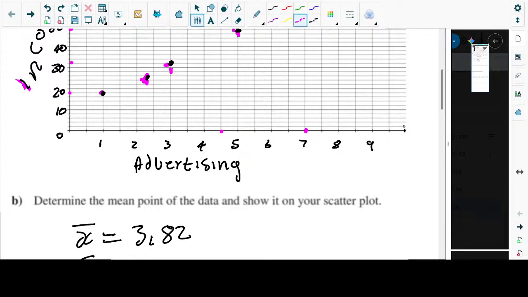Yes, it's 39.83. So it's closer to 40, that one. So now we have 3.8 goes to 39.83. Okay, so that means we're going to go somewhere between 30 and 40, but just closer to 40.